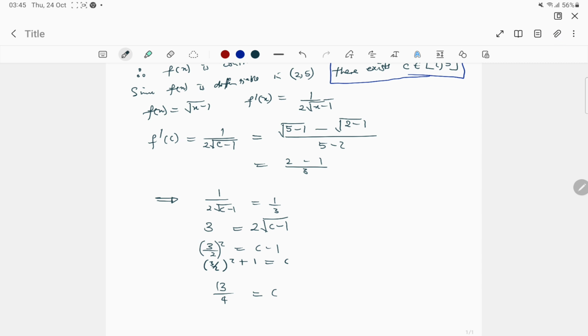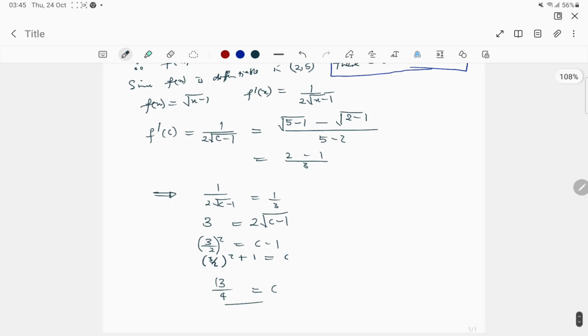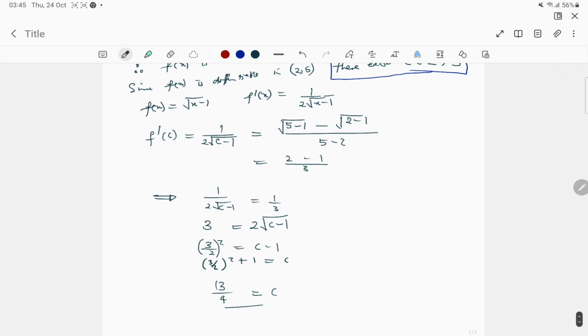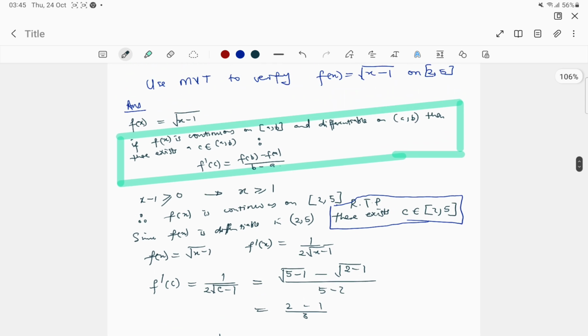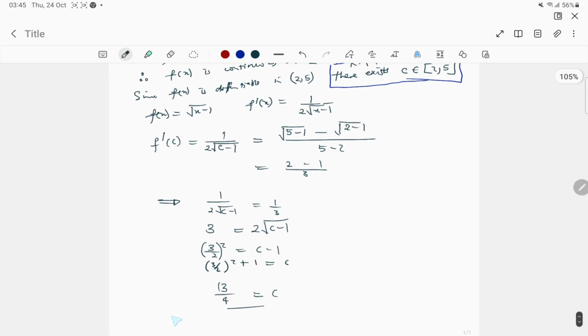So the next question we ask ourselves is, is this c in (a, b), in (2, 5)? Since we know that 13/4 is actually in the range (2, 5), we can conclude that we have verified the mean value theorem on this function. So since c is an element of (2, 5), the mean value theorem is verified.